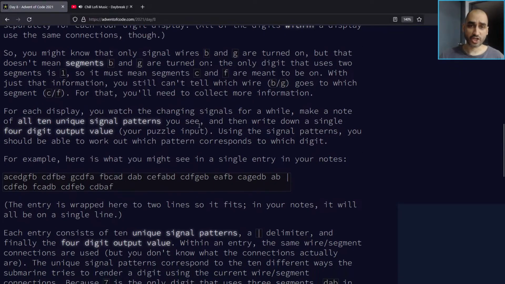For each display, you watch the changing signals for a while, make a note of all 10 unique signal patterns you see, and then write down a single 4-digit output value. Four-digit output value. That's more than 4. What?